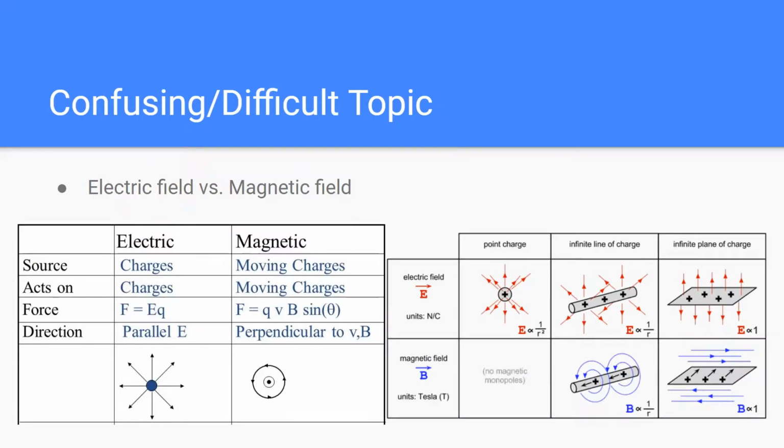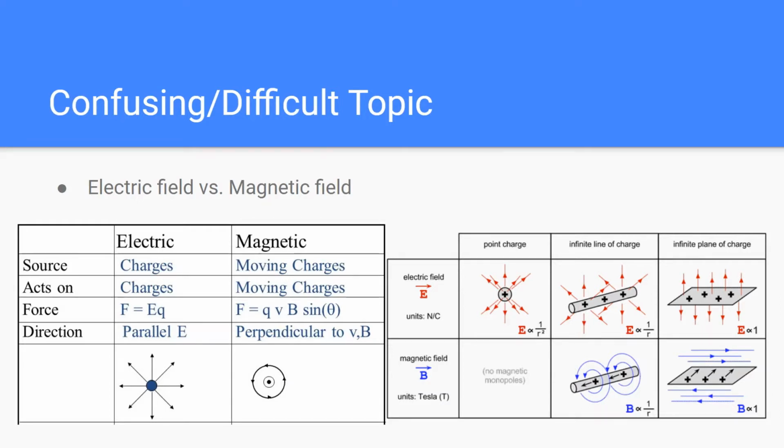Lastly, it was confusing to me what the difference is between electric field and magnetic field. And so based on searching some images and articles on Google, I found out that electric field comes from charges. It's caused by charges and acts on charges around it, while magnetic field comes from moving charges and it acts on moving charges.